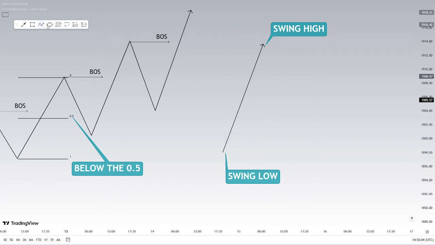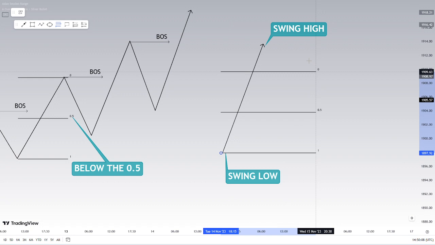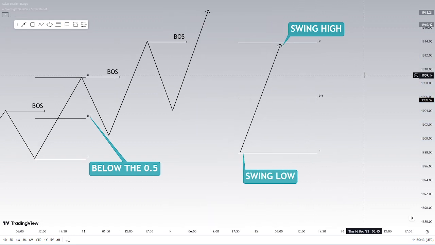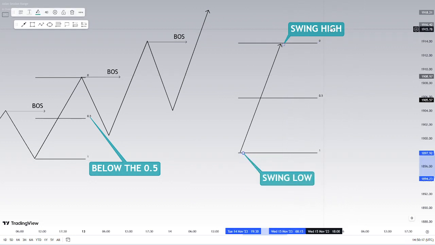Now from here, before we do our pullback, we have our low and our high. So it's very important to understand the first thing is that we want to use the fib tool from the swing low up to the swing high. So it's from the low up to the high.